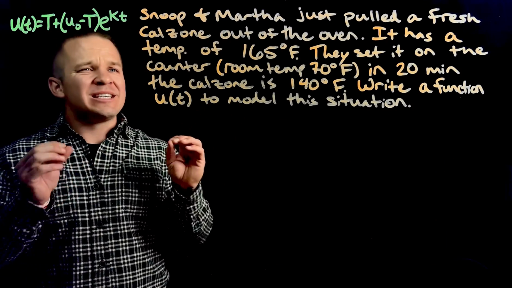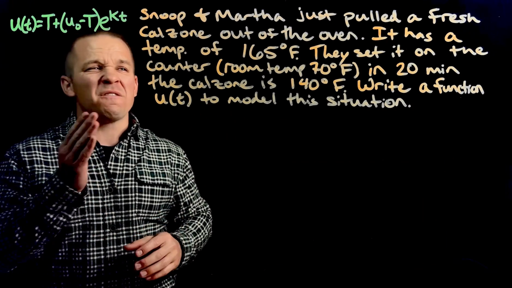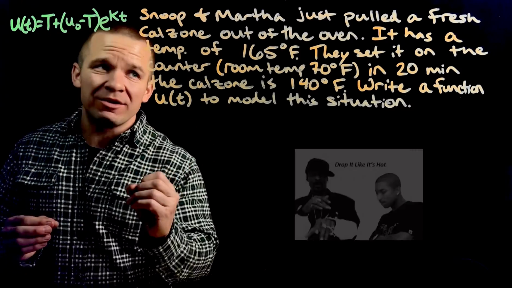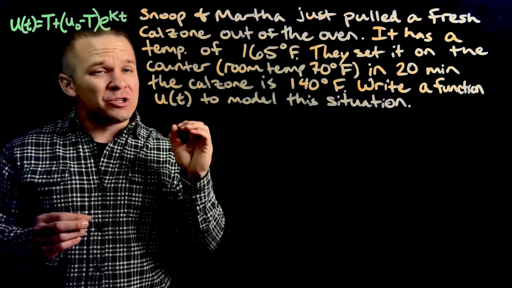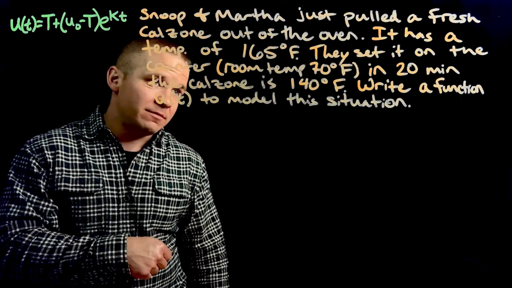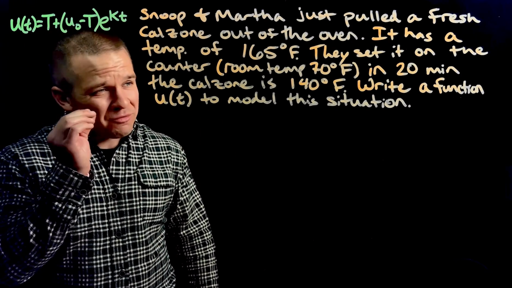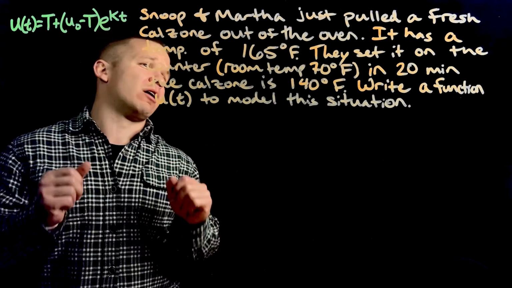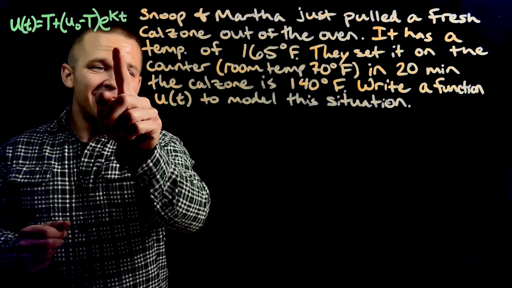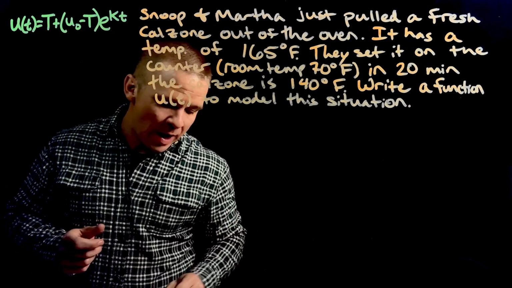All right, it has a temperature of 165 degrees Fahrenheit. They set it on the counter at room temp, which is 70 degrees Fahrenheit. And in 20 minutes, the calzone is 140 degrees Fahrenheit. Did I mention we are in Fahrenheit, not Celsius? This is America. So write a function, u of t, to model this situation.